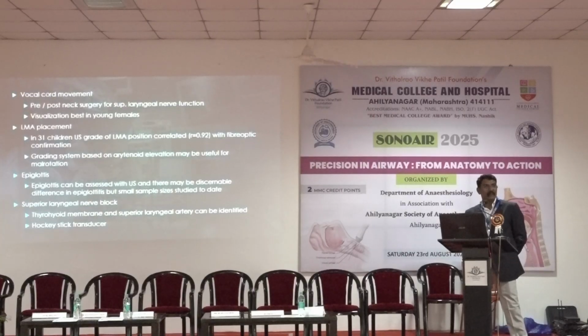As we are using the USG machine for a lot of blocks, it can again be used for blocks of the upper airway, and the most useful airway block, the superior laryngeal nerve, can be given USG guided, as the superior laryngeal nerve lies in the vicinity of vital structures like the carotid and vital blood vessels. So the USG machine can be used for giving blocks also.